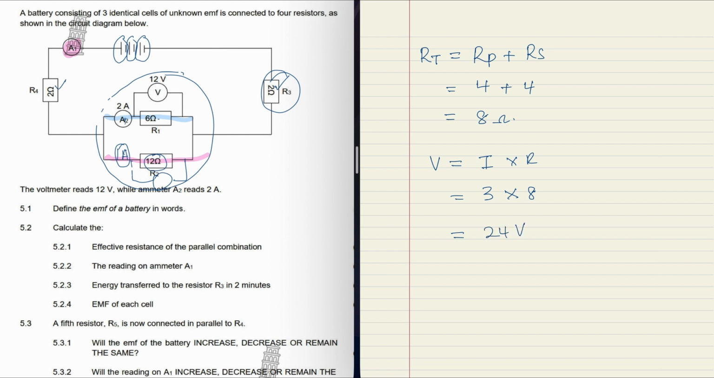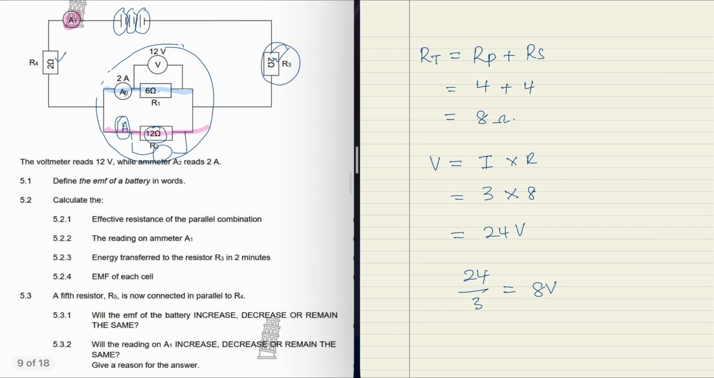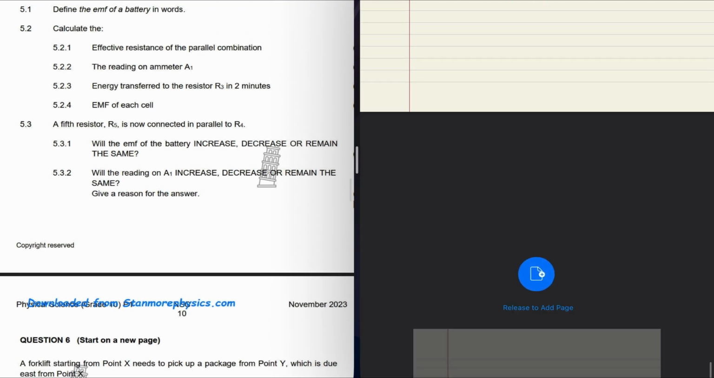Now I have 24 volts that needs to be divided among those 3 batteries. So each battery is going to be 24 divided by 3, which is equal to 8 volts each. Let's take a look at question 5.3.